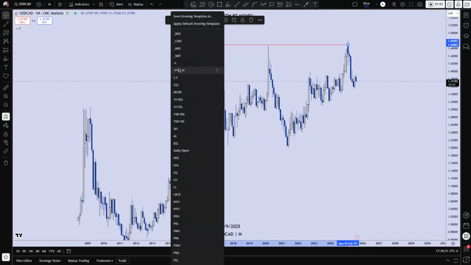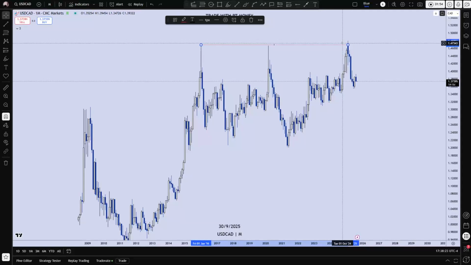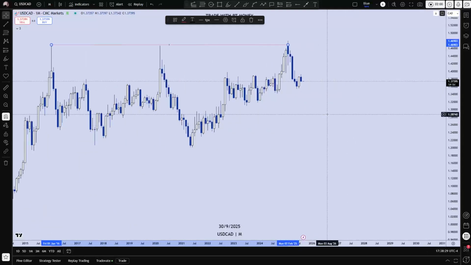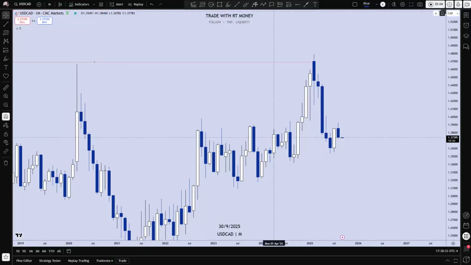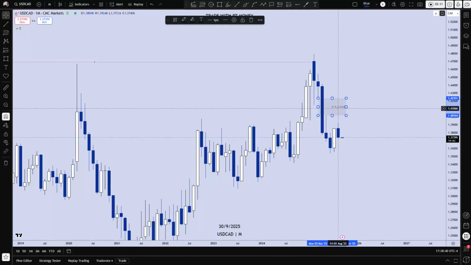So what does that mean? All the buy side liquidity is taken, and we have this impulsive move to the downside. Now, I want you to notice something very important on the monthly about this impulsive move. We created a displacement here, an imbalance. This is a fair value gap.